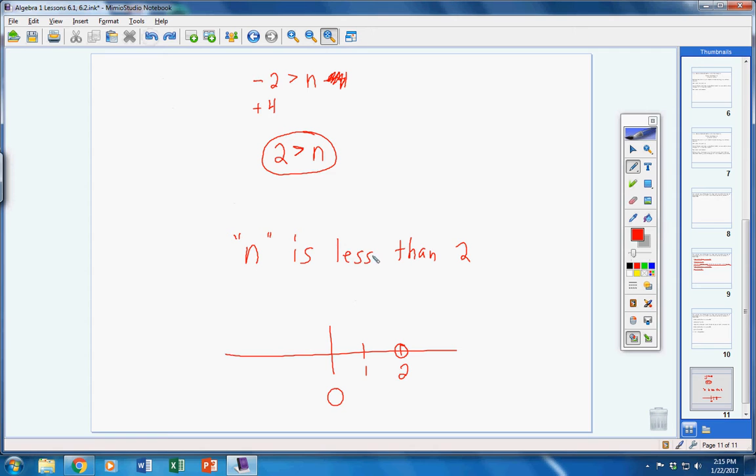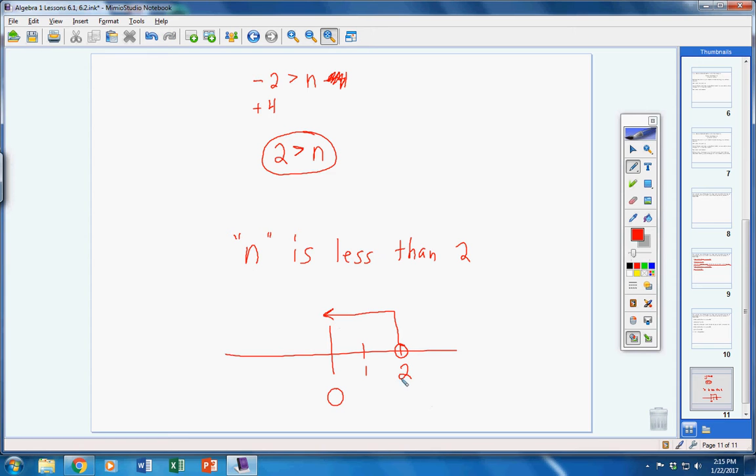N is less than 2. So we start here and we go less than. You can do it like this. I have no problem with that. Or you can just go like this. Draw an arrow. Okay? So the answer to this inequality right here is every number that is less than 2.